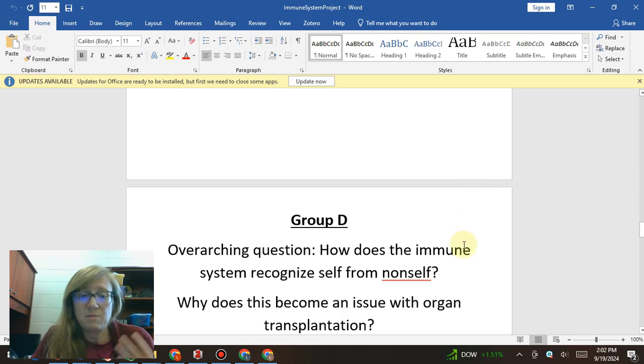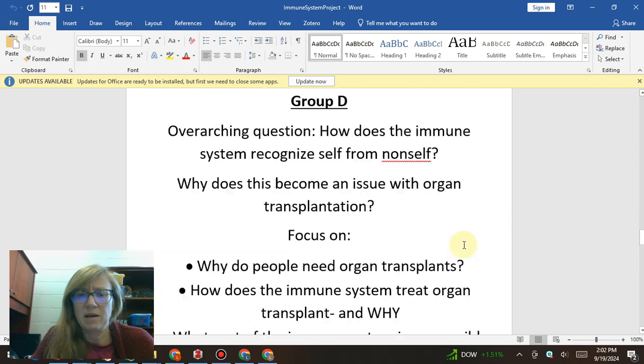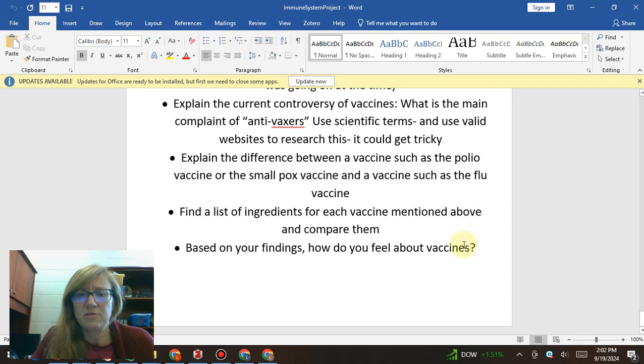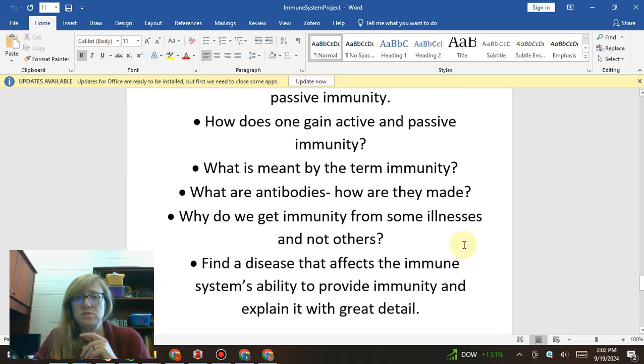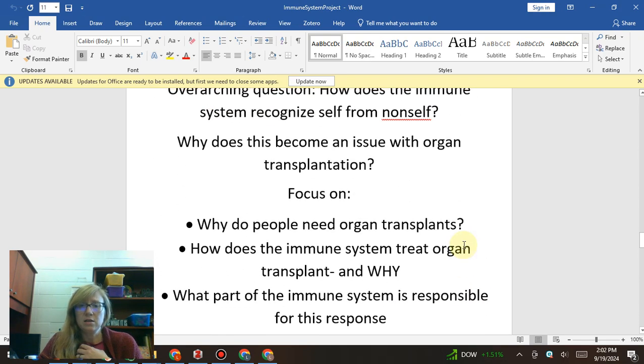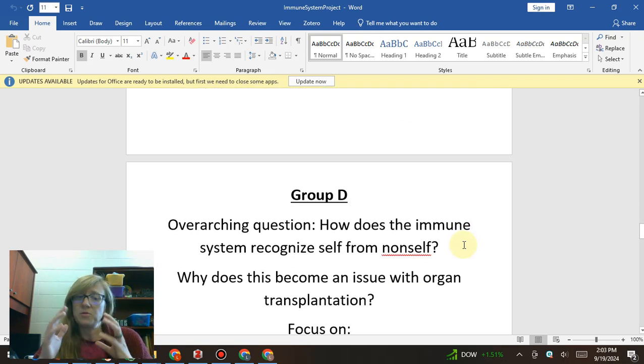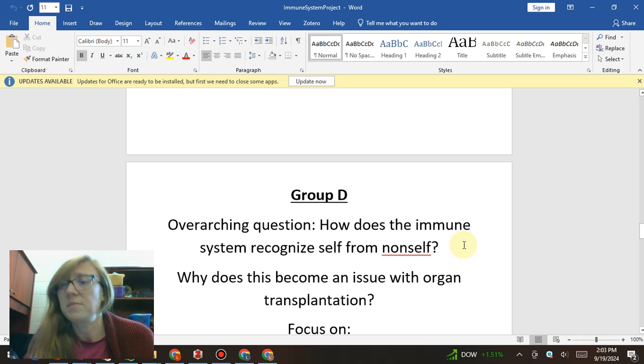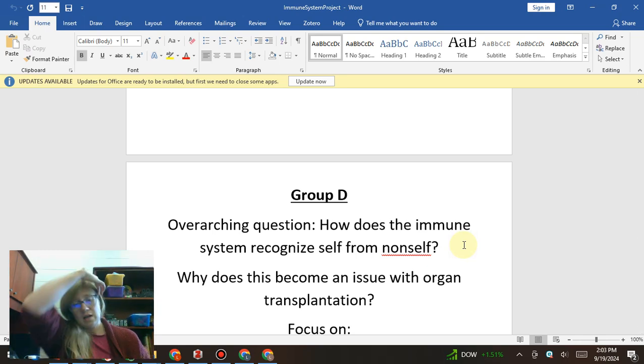You can choose A, B, C, D, whichever one. We have E and F. So you can choose any one of those. You do not need to choose more than one. You only need to choose one and focus on that. So what are you doing? I'm going to let you kind of choose.